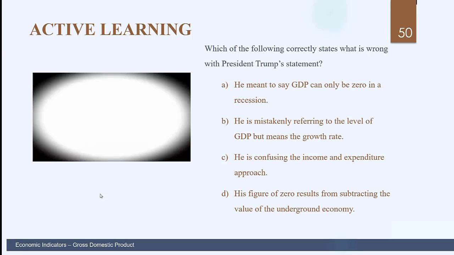Okay, so did Trump mean to say GDP can only be zero in a recession? Or did he mistakenly refer to the level of GDP but means the growth rate? Is he confusing the income and expenditure approach? Or is his figure of zero resulting from subtracting the value of the underground economy? So hit pause.